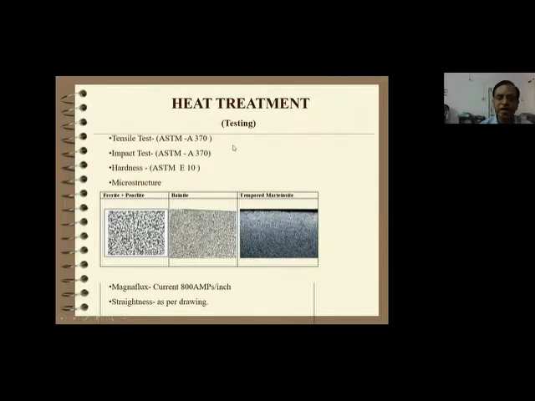So for carrying out these tests, there are certain ASTM standards. For the tensile test, ASTM A370 is normally referred. Again, for the impact test, ASTM A370 is referred. For hardness, ASTM E10 is referred.